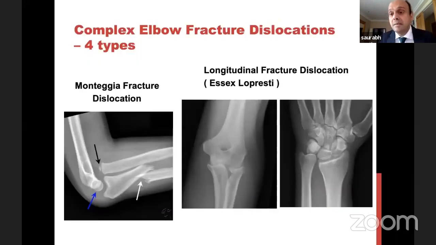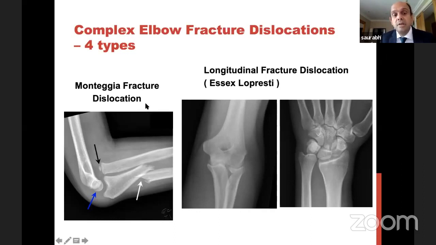So we've seen simple elbow dislocations: posterior, medial, and lateral. Medial is a different kettle of fish. Medial dislocation equals LUCL rupture. You need to repair those. Now, complex elbow fracture dislocations. In simple dislocations there were no fractures. If you see fractures, then it becomes complex. Fracture dislocation of the elbow can be of 4 types. We need to know the difference and appreciate all these 4 terminologies.